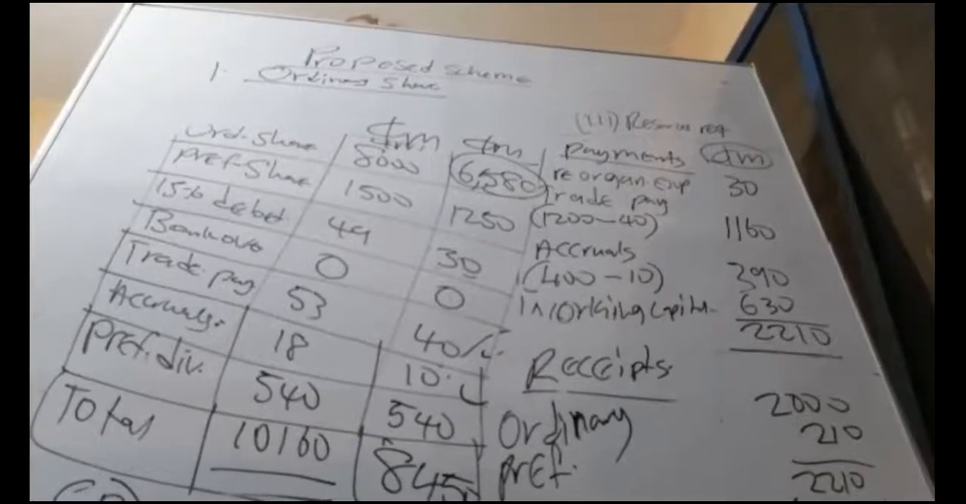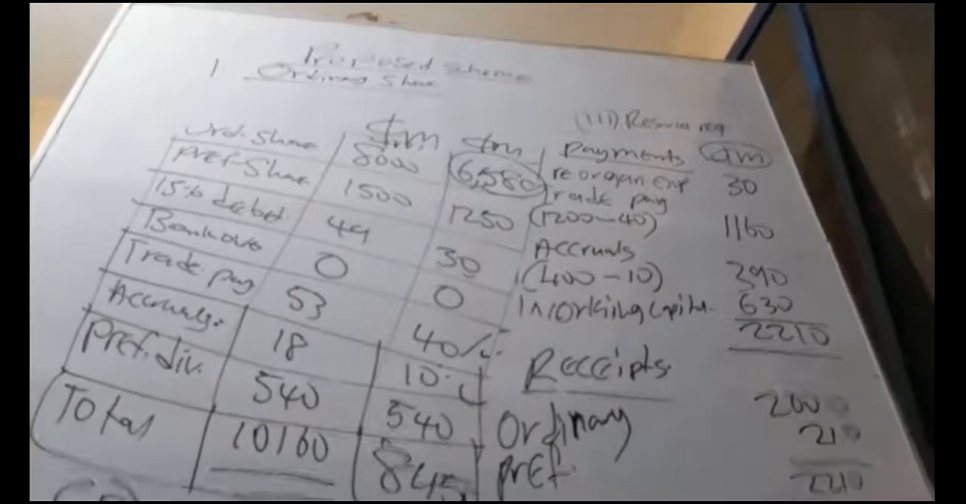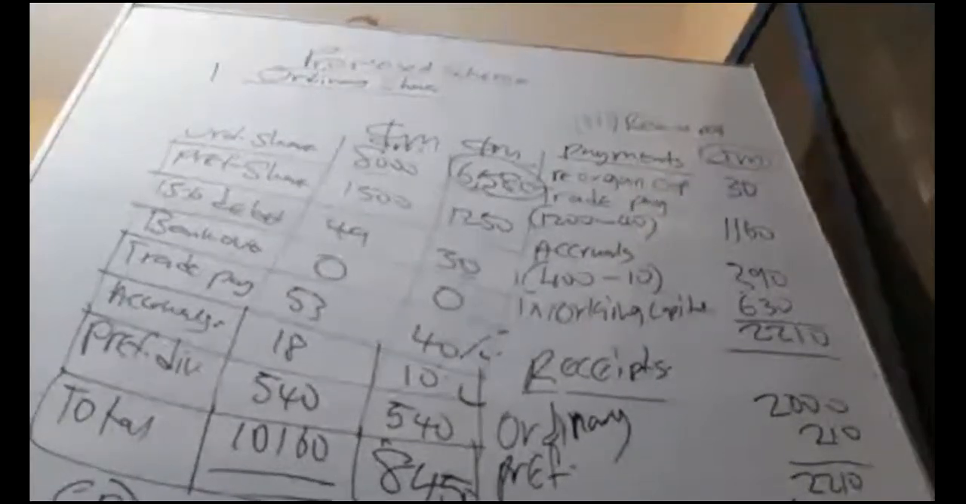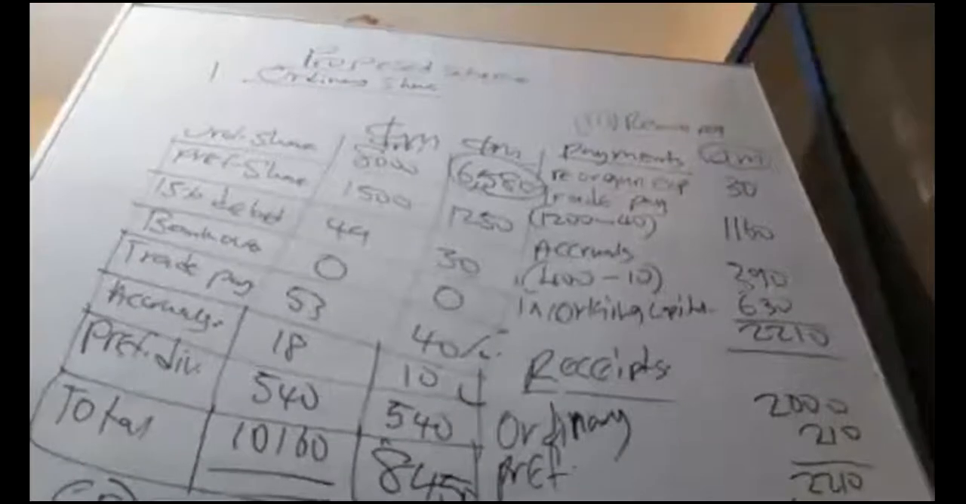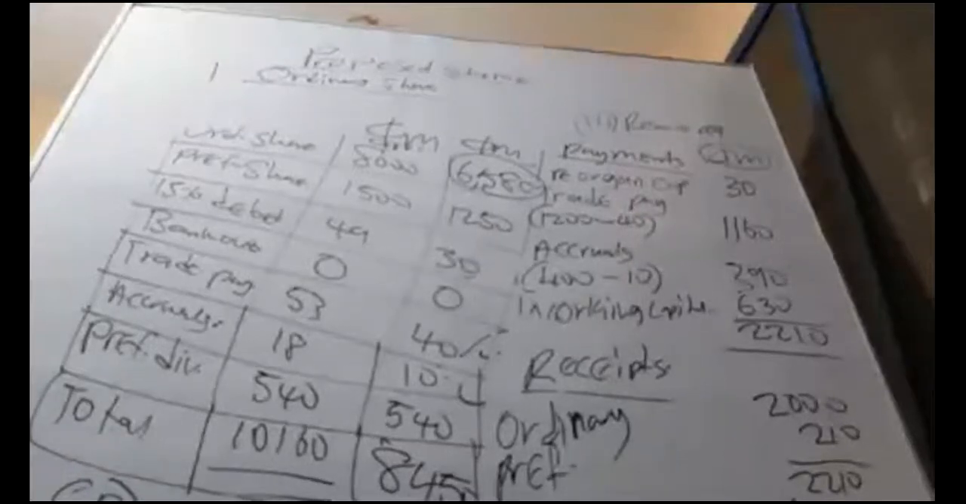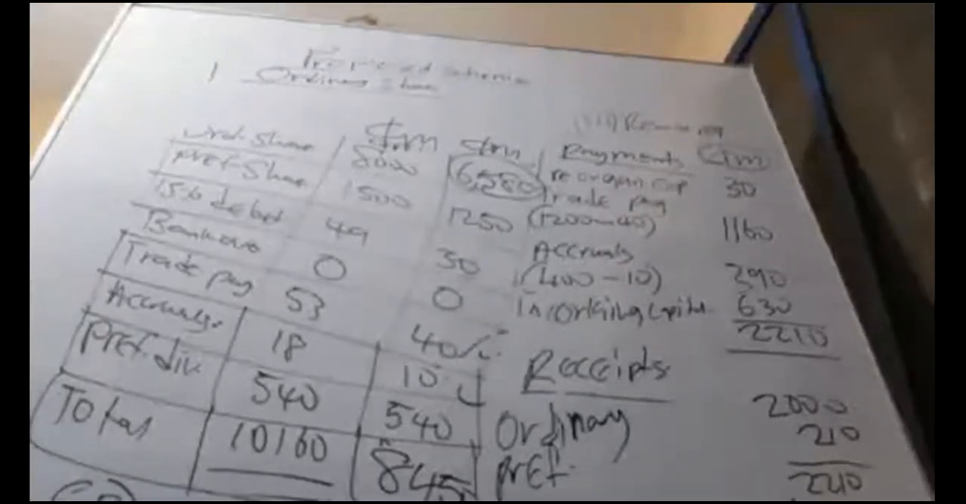So the ordinary shareholders should agree and waive off or cancel 6,580 of their investments and subscribe to new shares amounting to 2,000 million. Good. You are done.